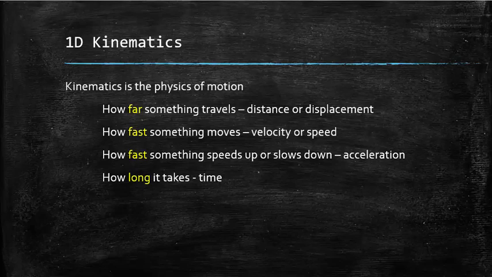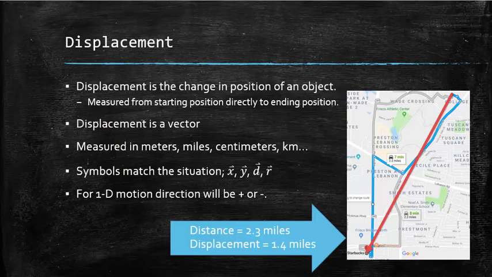Kinematics is the physics of motion. It's how far something travels, which would be distance or displacement, how fast something's moving, which is velocity or speed, how fast something speeds up or slows down, which would be acceleration, and how long any of these things take, which would be time, or sometimes you'll see time interval. And we'll start with displacement.